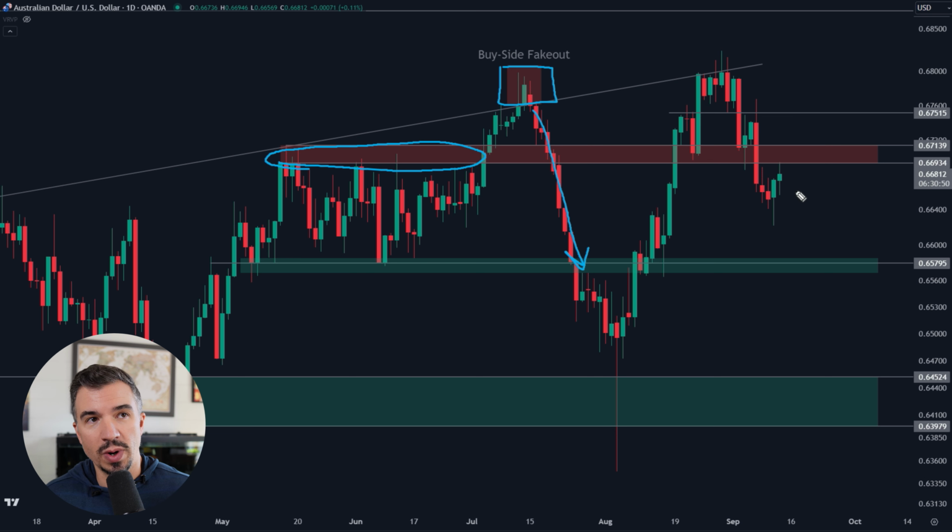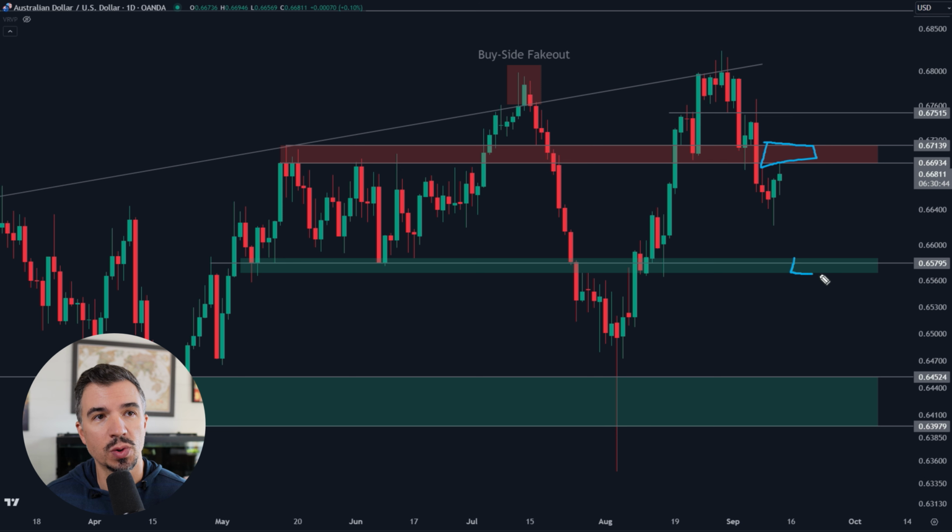Now, 220 pips, you're looking at this right now saying, well, a move from this area down here toward 65.80 is certainly not 220 pips. And I'll show you why I think that a 220 pip move could be coming here in a moment. But first, let's talk about 67.